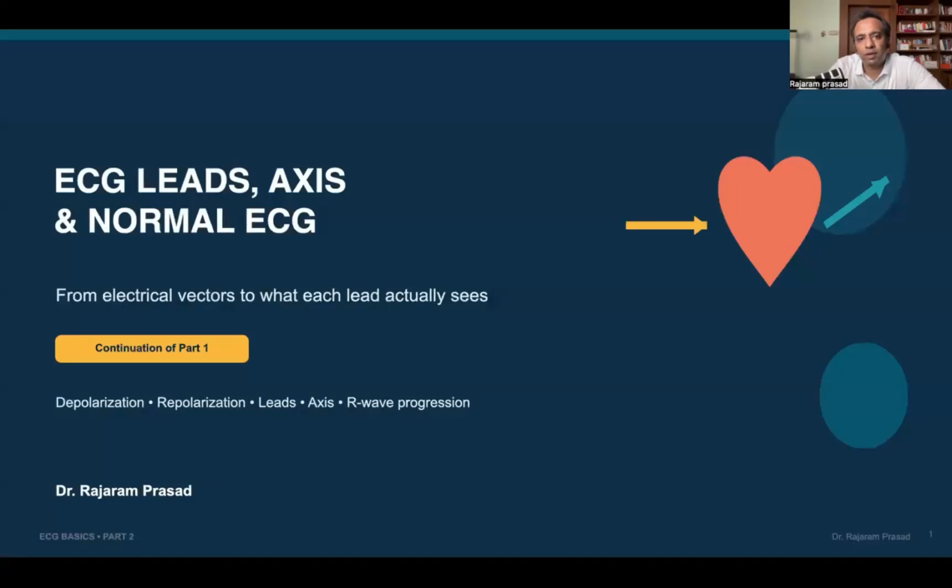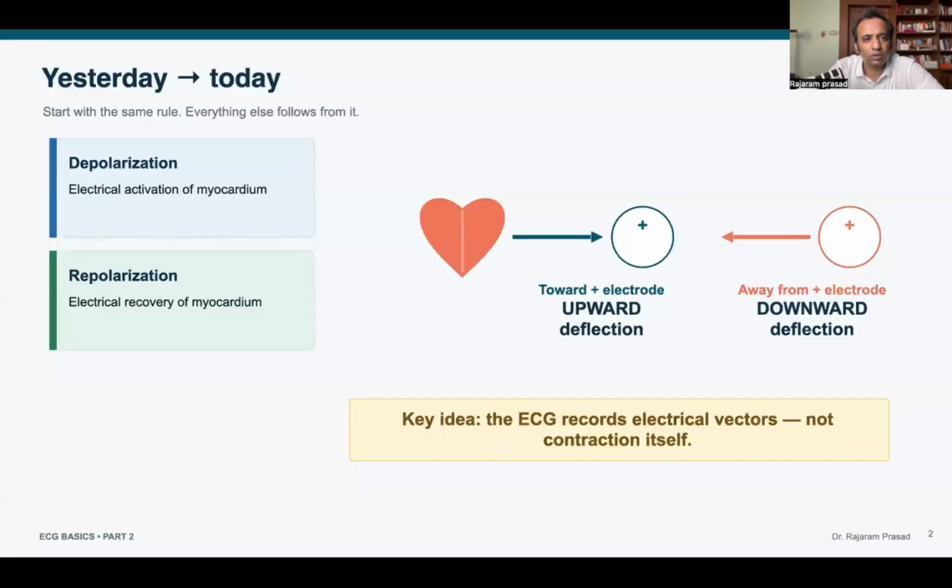So, good morning, everybody. Yesterday, we had already seen depolarization and repolarization. Today we'll continue with leads, axis, and R wave progression. Depolarization is the electrical activation of the myocardium. Repolarization is the electrical recovery of the myocardium.